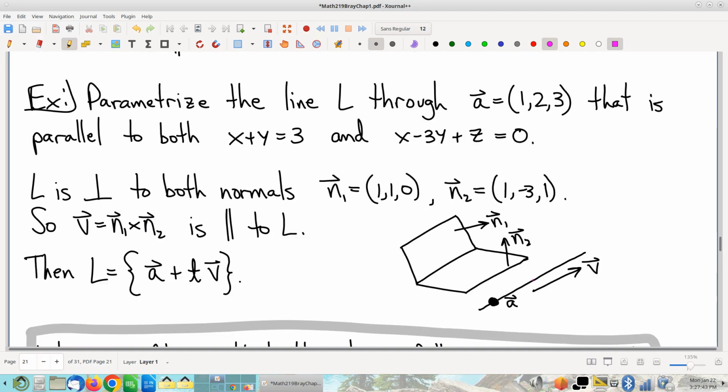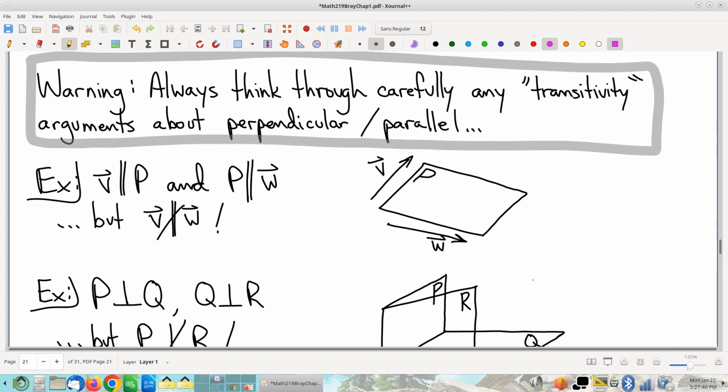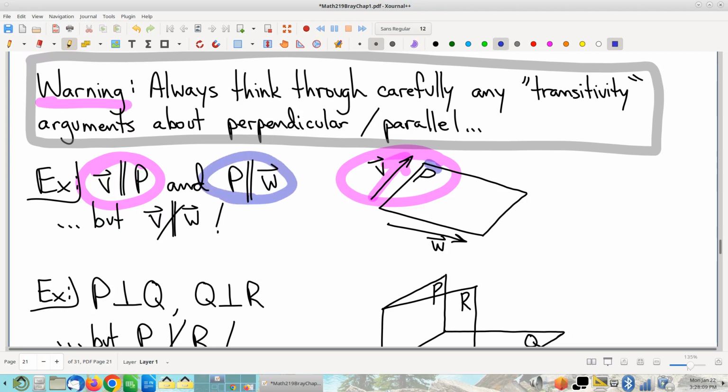And here's the nasty little thing to be aware of. Not all transitivities that look like they ought to be true actually are. So this is, like I say here, a warning. Okay, think very carefully and heads up. For example, notice this vector is parallel to that plane, and that plane is parallel to that vector.